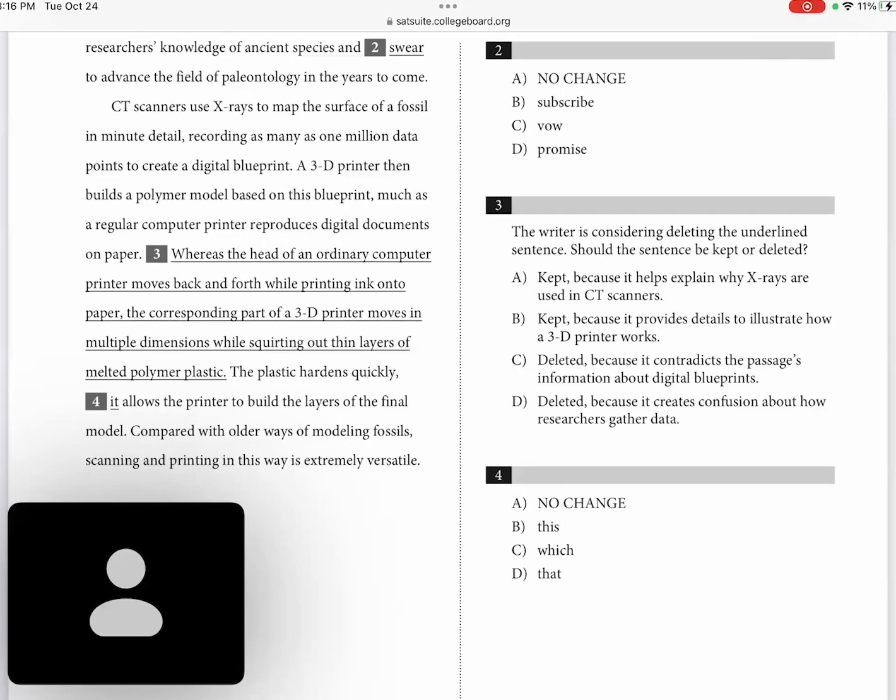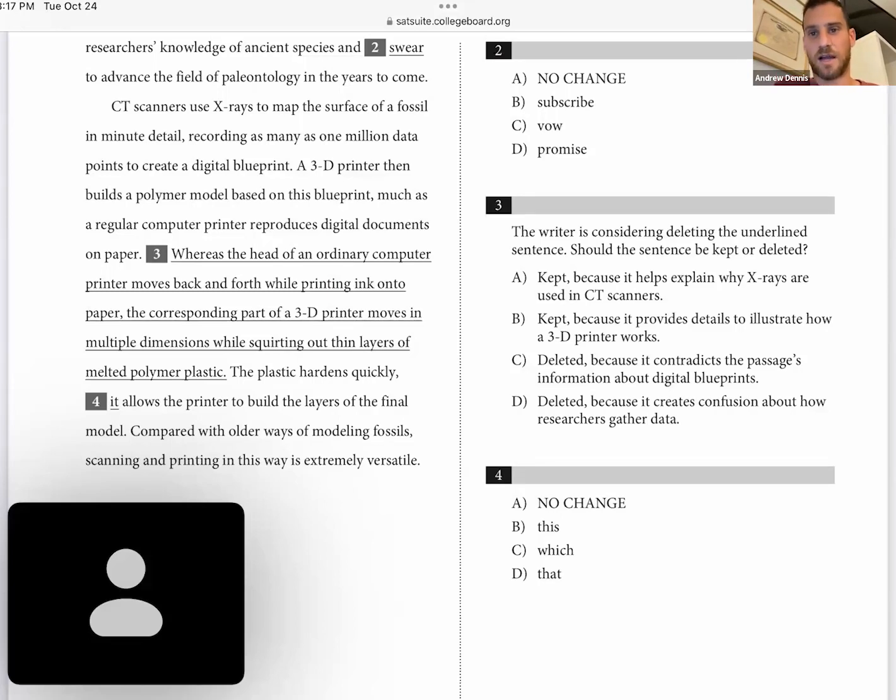I think C, because if you put, because the plastic hardens quickly, it allows the printer to build the layers of the final model. If you change that with which, it's kind of comparing and contrasting it. Yeah, absolutely. It's going to be which. C is the best answer here because it contrasts it, right? The plastic hardens quickly, which allows the printer to build the layers of the final model.